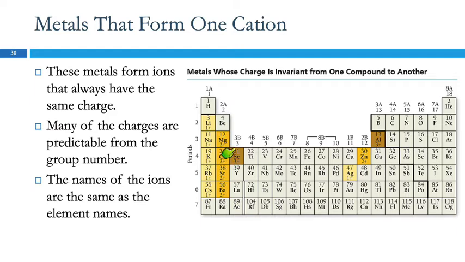And then this guy over here, scandium, also just forms a single ion. We're not going to run into scandium much, so we're going to ignore him. We're going to think about group 1A, 2A, 3A, zinc, and silver. The names of these ions are the same as the element name. Isn't that nice? Like a sodium ion is just sodium.